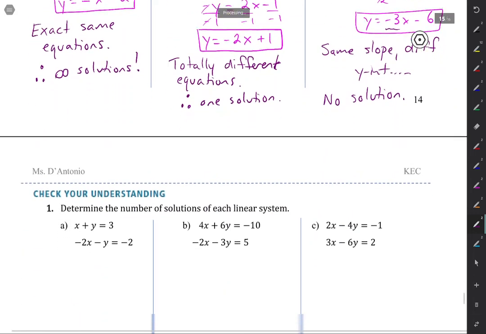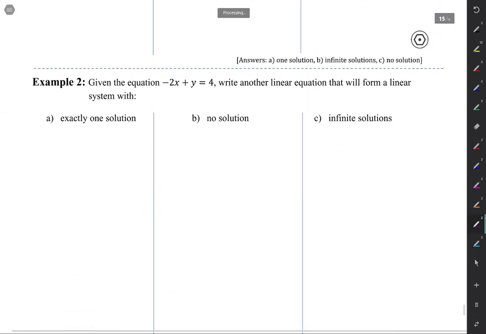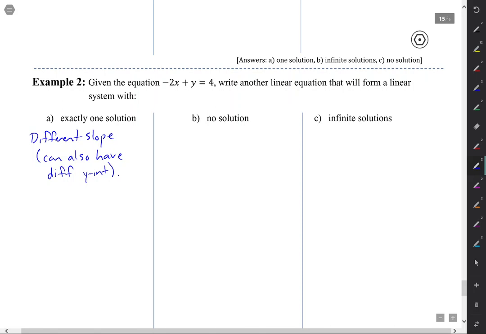So if we scroll to the next example, it says, given the equation negative 2x plus y is equal to 4, write another linear equation that will form a linear system with exactly one solution. So this is just like a different take on these questions. So if we needed exactly one solution, it needs to have a different slope, and it can also have a different y-intercept. But the y-intercept isn't that important. As long as it has a different slope, that's going to give you two lines at different angles, and eventually they need to meet. So what we should do is rewrite this in slope-intercept form so that we can see what the actual slope is.